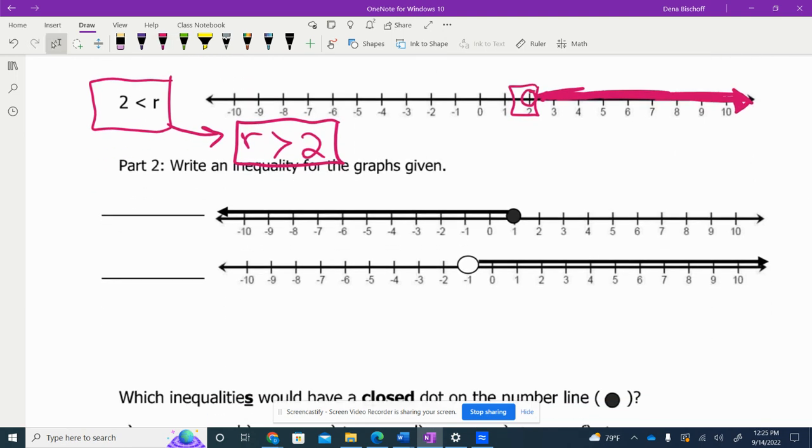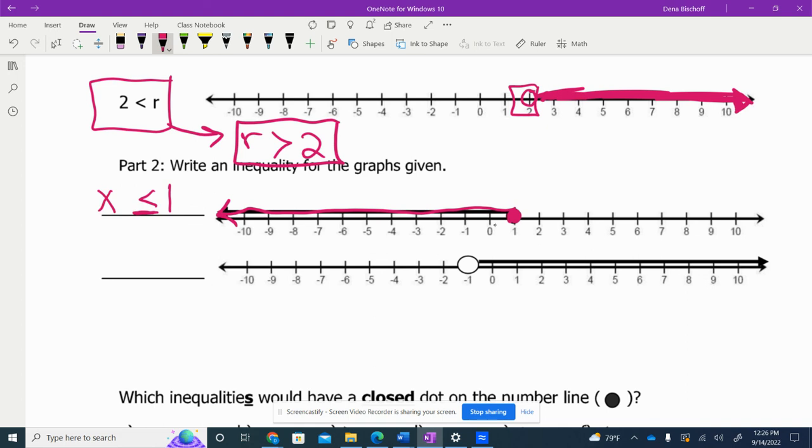All right, let's look at part 2. What graph does this represent? Well, what number are we talking about? 1. And did we shade to the numbers that are less than 1 or the numbers that are bigger than 1? We shaded all of the numbers that are less than 1. Did we include 1 in our circle? Yes, so it's closed. We need to make sure we use less than or equal to.